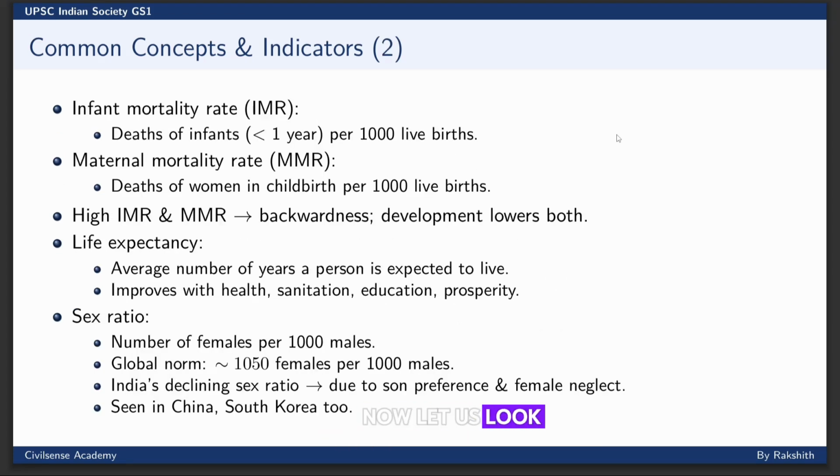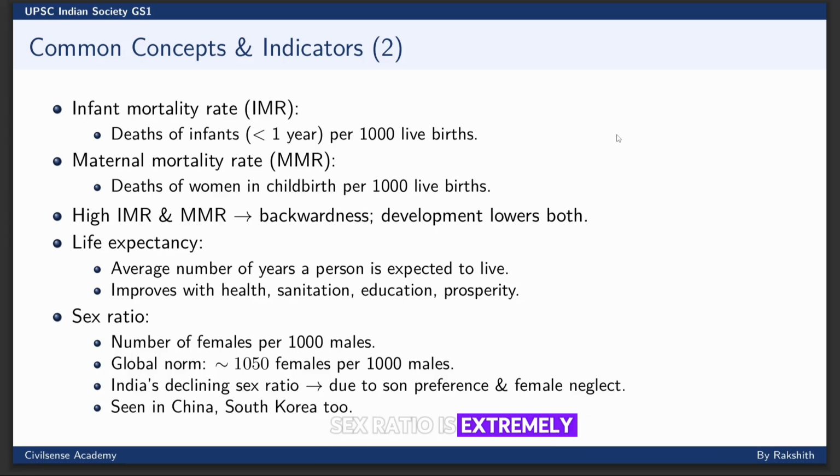Now let us look at some social indicators. Infant mortality rate shows the number of infants dying before 1 year of age per 1000 live births. Maternal mortality rate shows deaths of women during childbirth, and high infant mortality rate and maternal mortality rate indicate underdevelopment. Life expectancy shows overall quality of life.